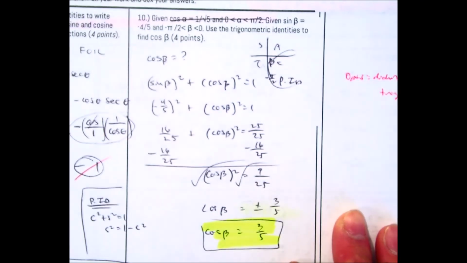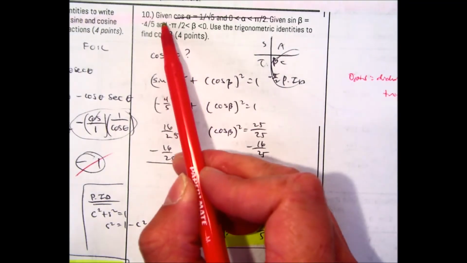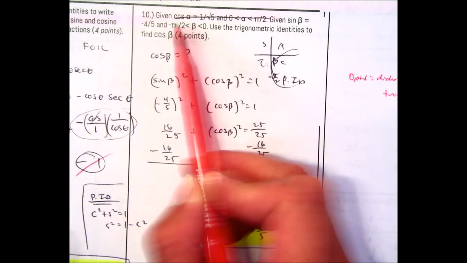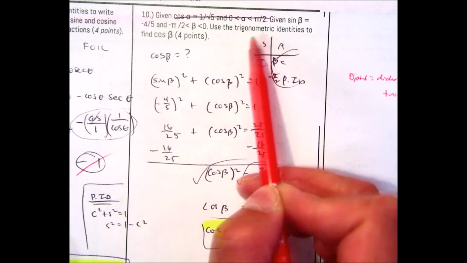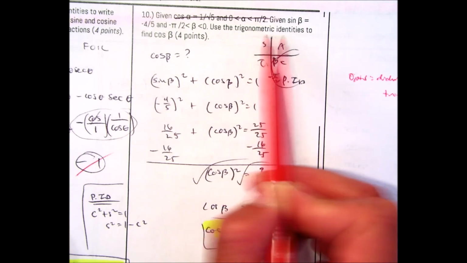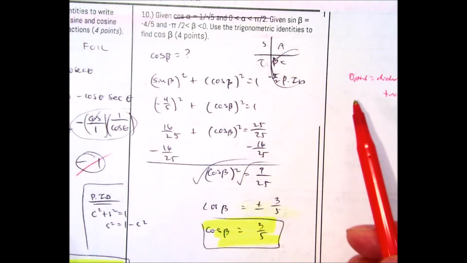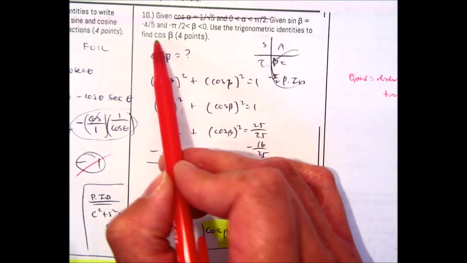Question number 10. So 9, that question I just went over, the same with different numbering. Look here. It says, given alpha, that's the first part. Given beta, that's the second part. Use the trig identity. So if you didn't use trig identities, use x, y, and r, and you got the correct answer, I give you 0 points because you can't read. It says cosine of beta.